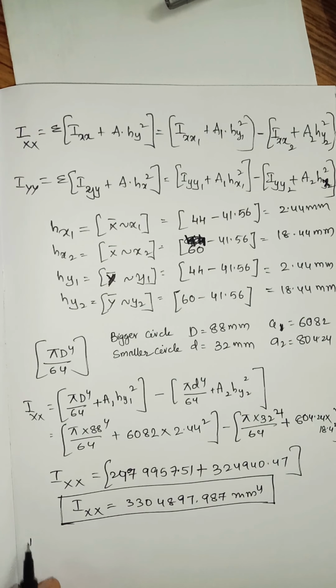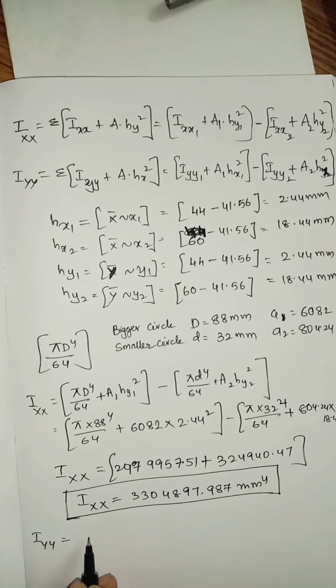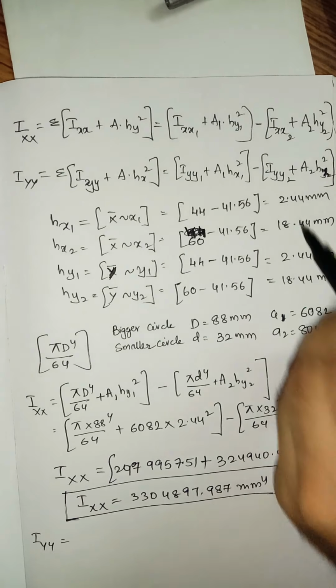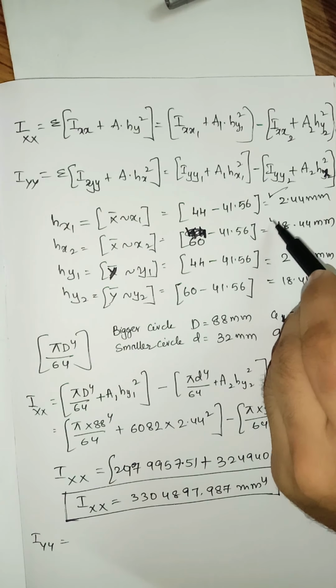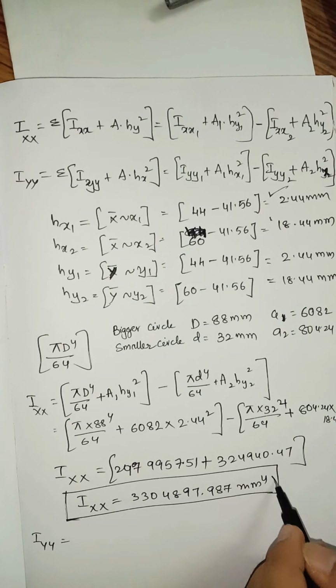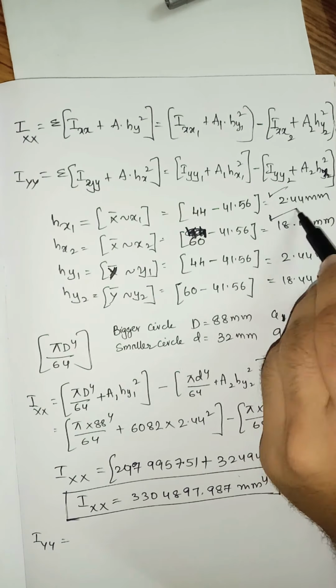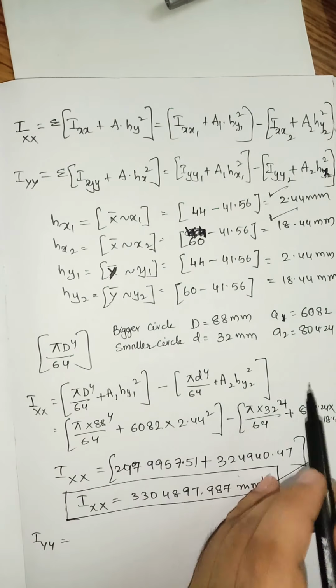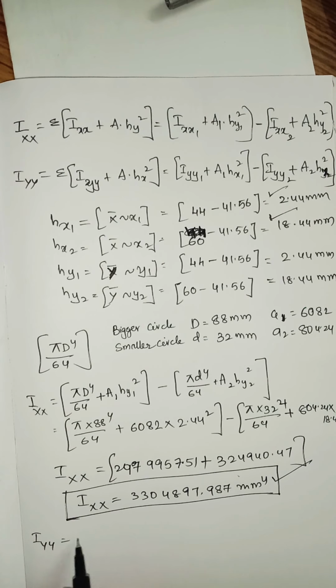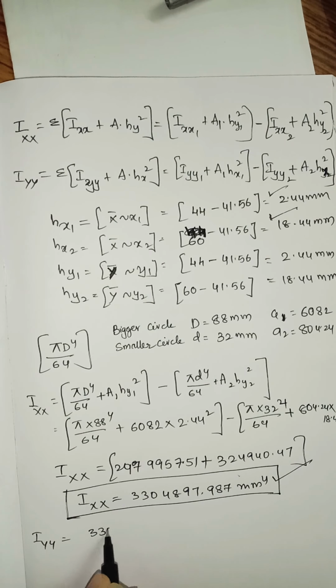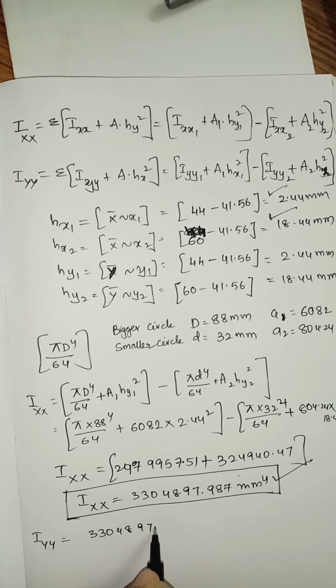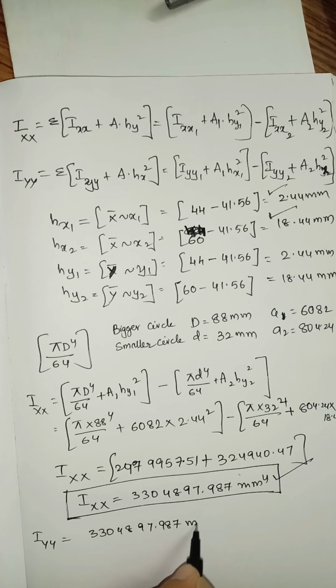Next, coming to the next one, Iyy is the same thing again as Ixx, with this particular value. We have hx1 as well as hx2. The areas and the diameters are the same. Iyy will also be equal to 3304897.987 millimeter to the power 4. So these are the two answers.